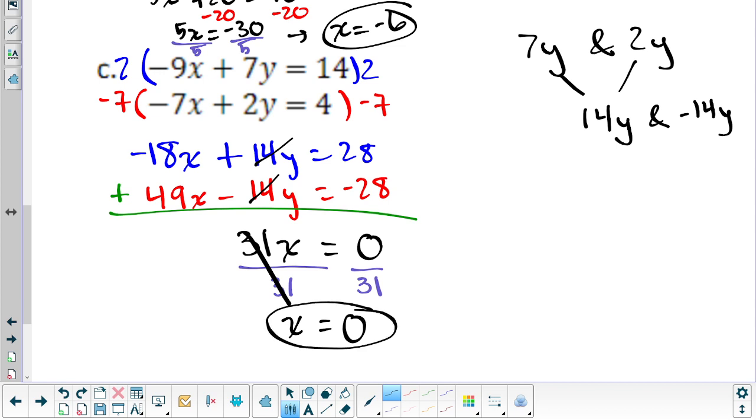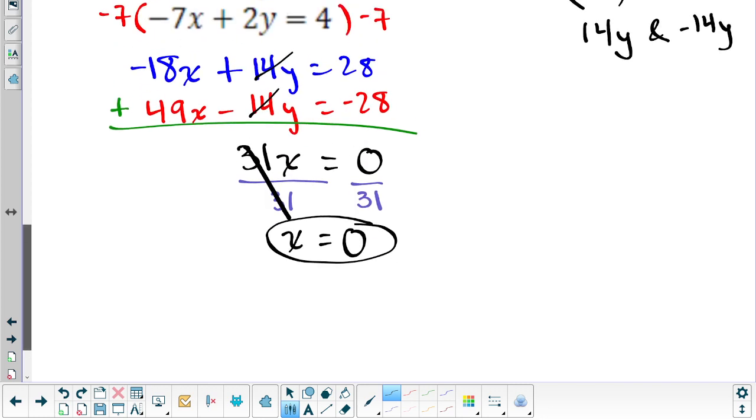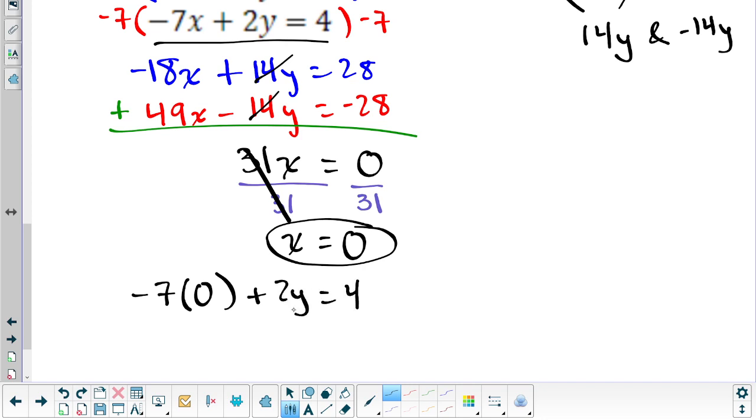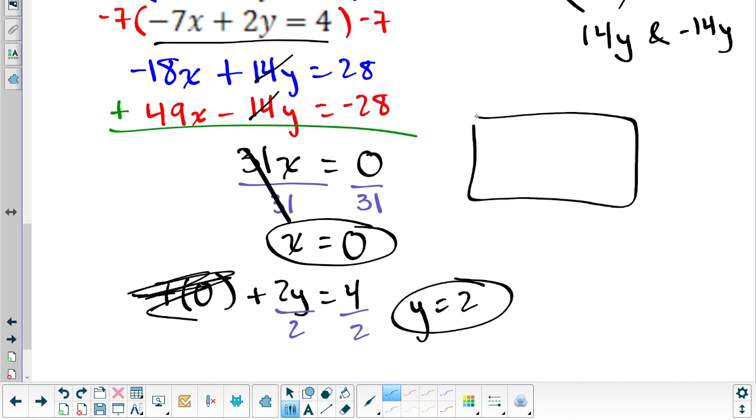Whenever you see that, you should be a little happy because plugging it back in makes your life a lot easier. I'm going to go into the bottom equation because I think that's easiest. Now I have negative 7 times 0 plus 2y equals 4. But anything times 0 is just 0, so this is all gone. I'm really just left with 2y equals 4, which I can divide both sides by 2 and see that y equals 2. So my final answer for this one, after a bunch of work, is x equals 0, y equals 2. Okay, moving on.